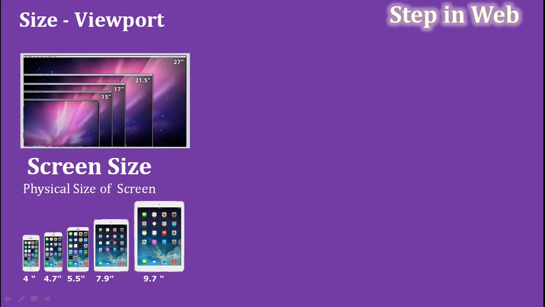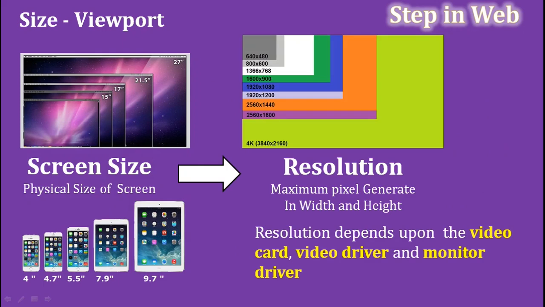You can see there are a lot of different screen sizes. Mobiles range from 4 inch to 9.7 inch, and monitors or TVs range from 14 inch to 27 inch. Now they are available up to 60 inch also. The resolution is the maximum pixels created by width and height on the screen. So for the same size screen, suppose 5.5 inch, it can have a smaller resolution like 640 by 480, and the same way it can have a high resolution of 2560 by 1440.